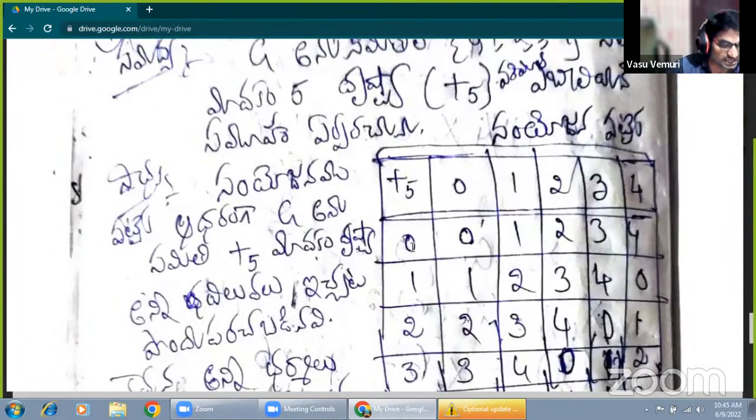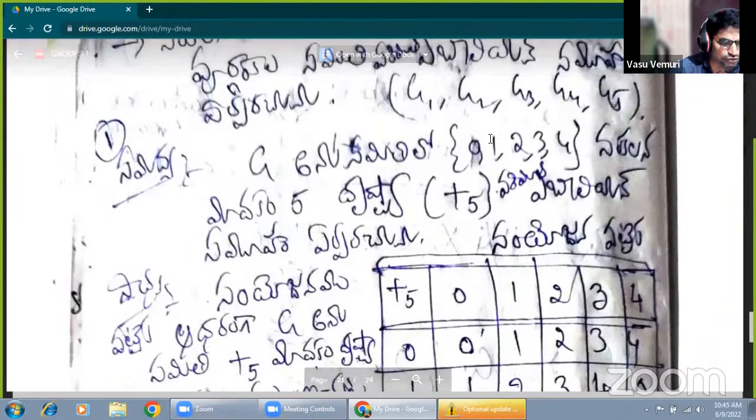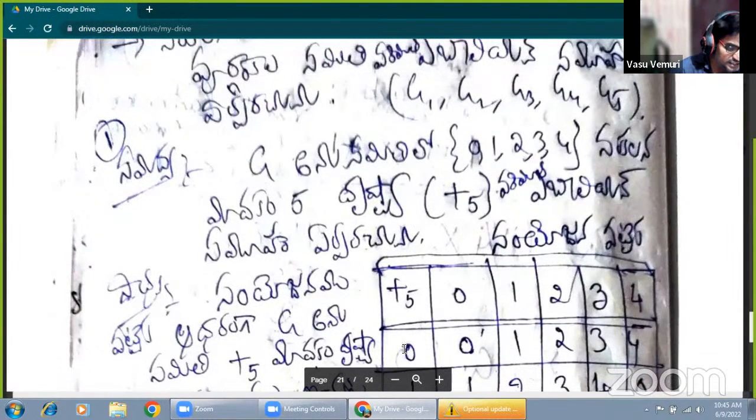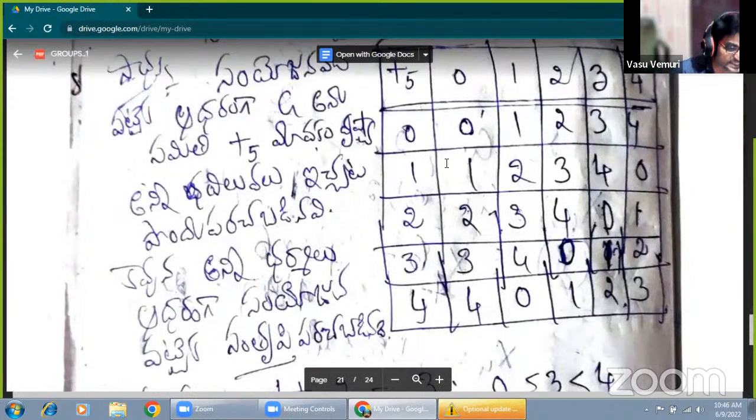What is the order of 0? These are all the elements in this group: G equals {0, 1, 2, 3, 4} under addition modulo 5. Now, what is the additive identity? The additive identity is 0. That's why the order of 0 is 1, since 0 applied once gives the identity. We count how many times we apply the element in integral power.